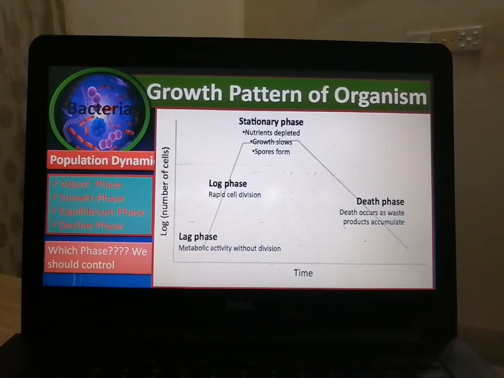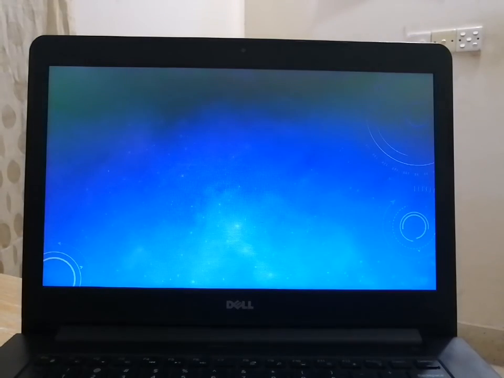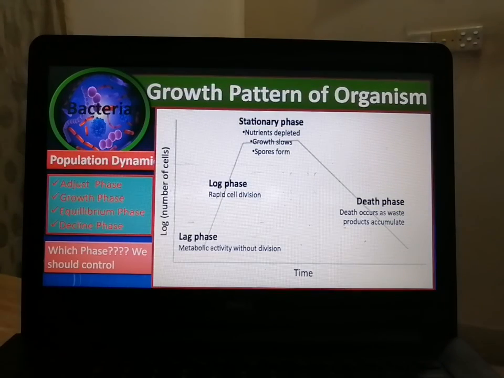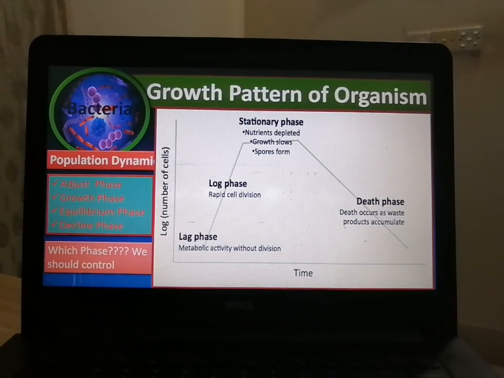So that's all for today's discussion: how bacteria grow in the system. Tomorrow we'll discuss more about their count, how we can measure the bacteria, how we can understand the different kinds of effects of bacteria, and how we can control them later on.